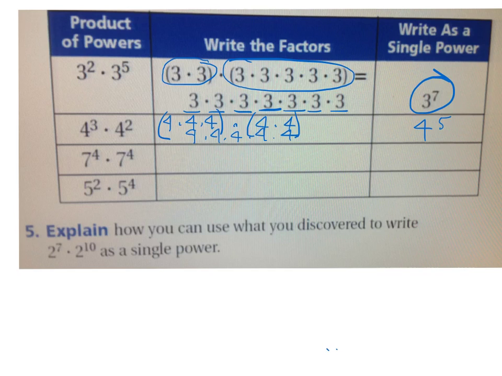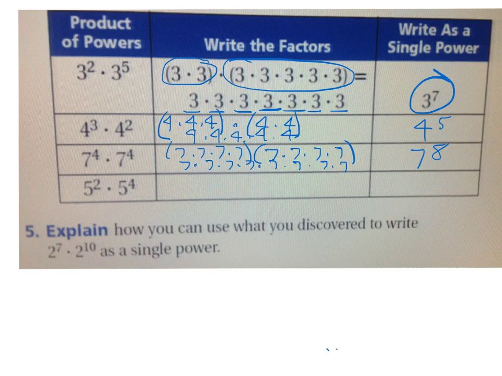Okay. Continue on. 7 to the 4th times 7 to the 4th. So 7 times 7 times 7 times 7. There's 7 to the 4th, and we're going to multiply that by 7 to the 4th. 7 times 7 times 7 times 7. So that leaves us with 7 times 7 times 7 times 7 times 7 times 7 times 7 times 7. We're using the base of 7 as a factor 8 times, 7 to the 8th.